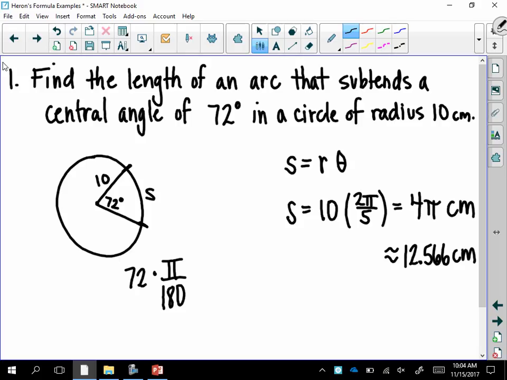Two pi. Yeah, if we convert that, it becomes 2 pi over 5, and then we plug it in. Do you care which one that we're doing? Yeah. This people's awesome.